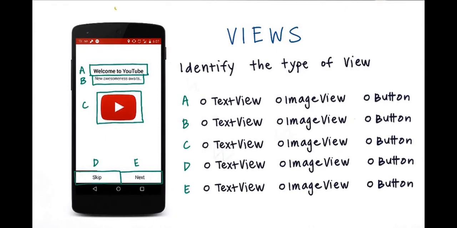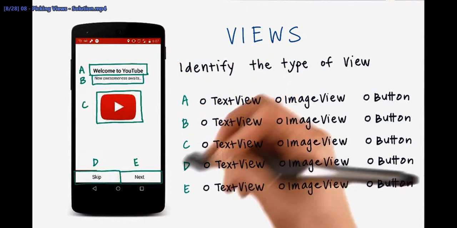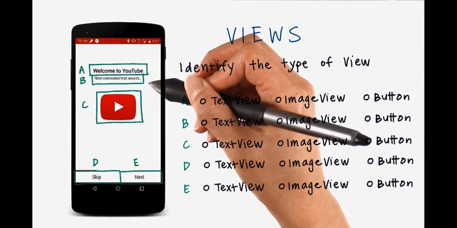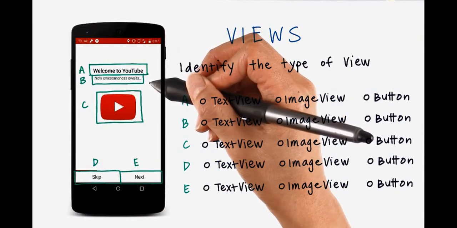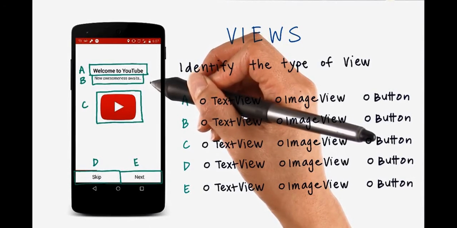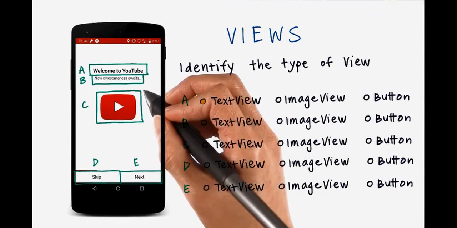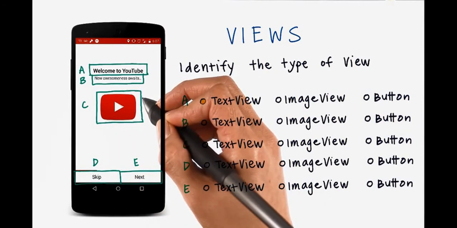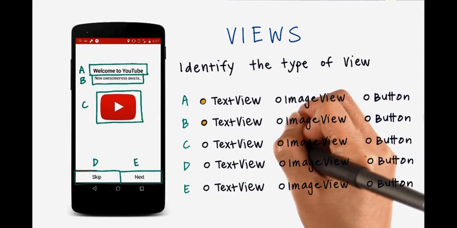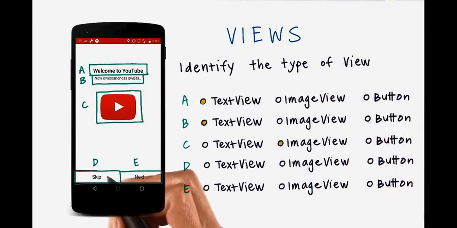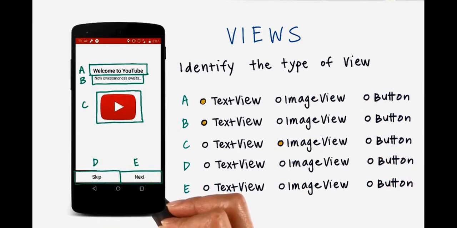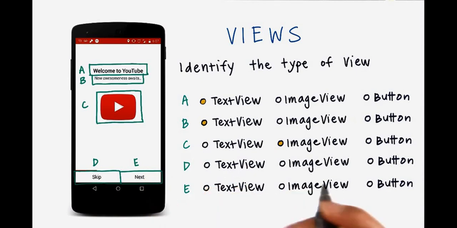Okay, so looking at this screenshot, there are two text views at the top. And I can say this because they have two different text styles. For example, this one is a little bit bigger and a little bit bolder. And now we have the YouTube logo, which is this red icon. And so we use an image view to display it. And then last but not least, we have two buttons at the bottom that you can tap to skip or go to next. And we're done, so we can move on now.